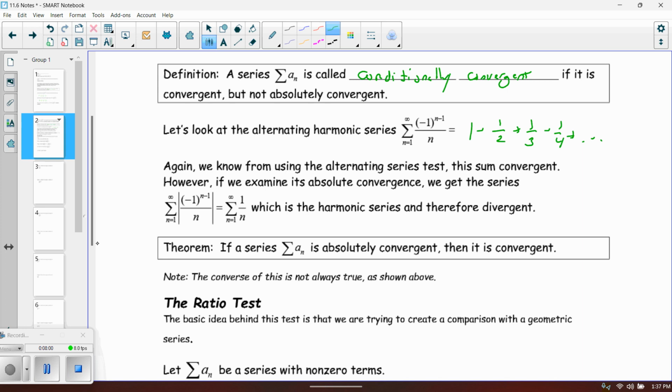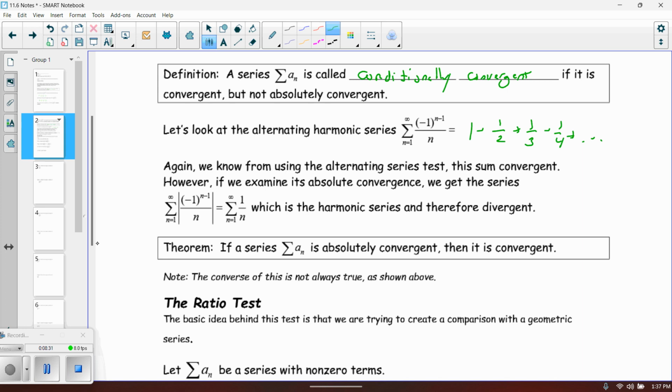So there's a theorem that says if a series, a sub n, is absolutely convergent, then it is convergent. It is just flat out convergent. So if you can take the absolute value of the series and it converges, then the original series is going to converge as well. The converse of that statement is not always true, as we just showed above. You cannot say that just because something is conditionally convergent, it is absolutely convergent. It does not necessarily work that way.